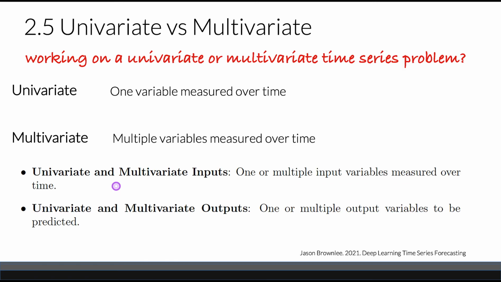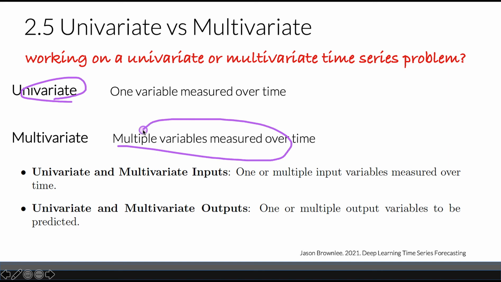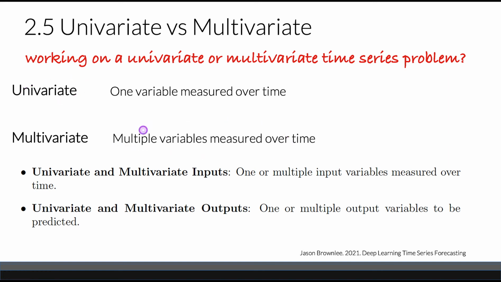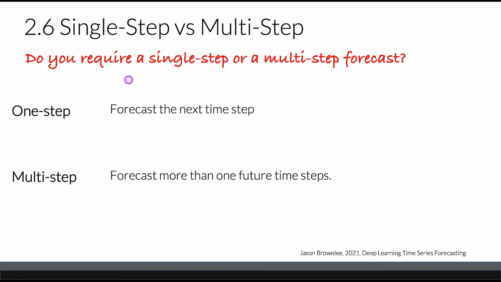What type of time series are you working on? Is it univariate or multivariate? If you measure one variable over time, it's univariate. In contrast, if we measure multiple variables over time, we're dealing with a multivariate time series. Next question is, do we require a single-step or multi-step forecast? A forecast problem that requires a prediction of the next time step is called a one-step forecasting problem, and one that requires prediction of more than one step is called a multi-step forecasting problem.